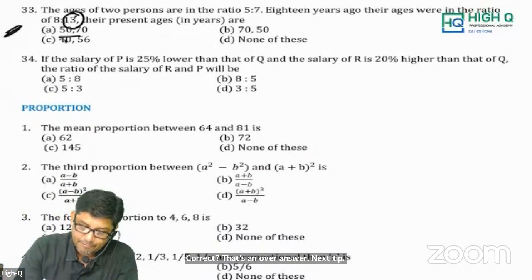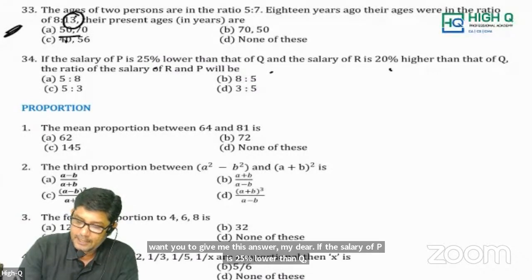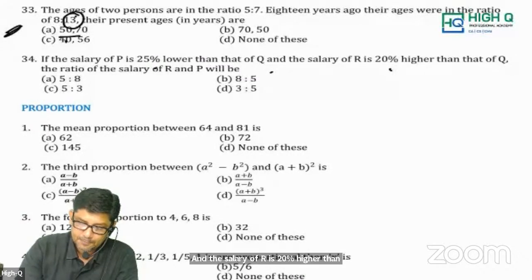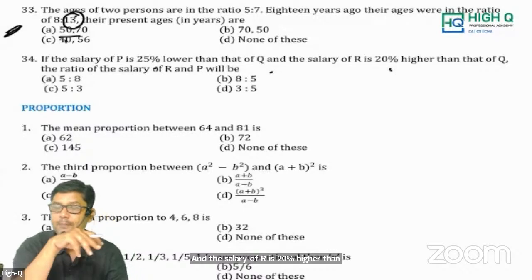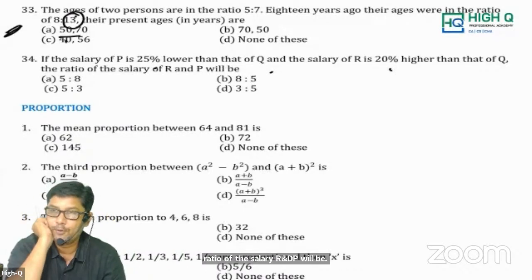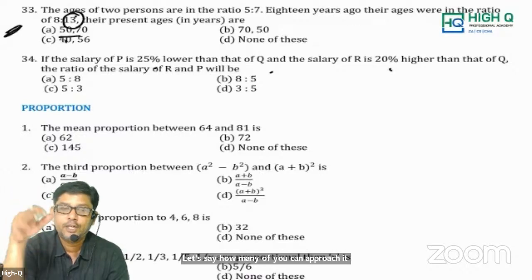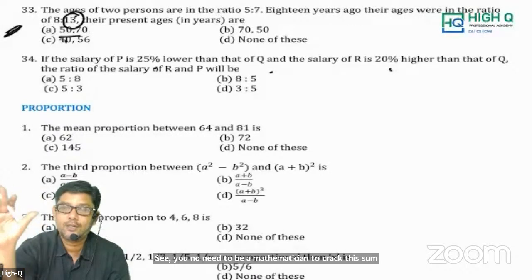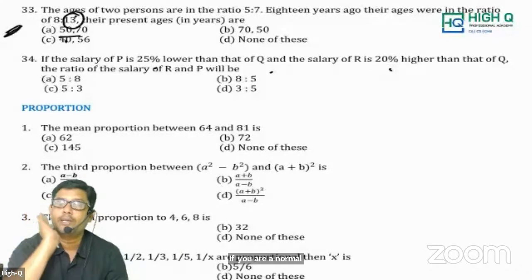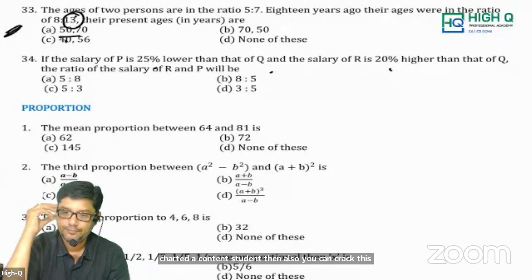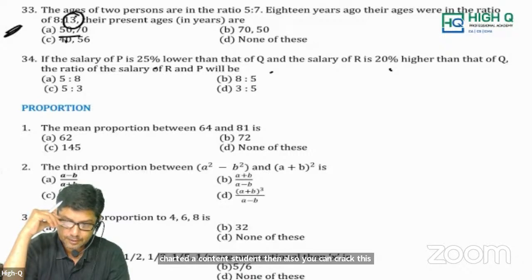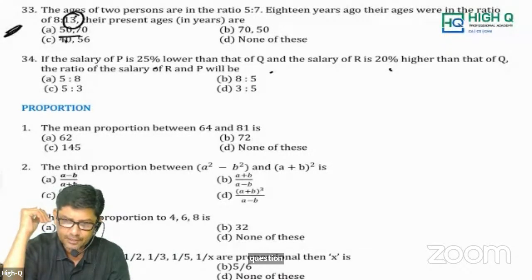I want you to give me this answer, my dear. If the salary of P is 25% lower than Q and the salary of R is 20% higher than Q, then the ratio of the salary of R and P will be? Let's see how many of you can approach it. See, you need not be a mathematician to crack this sum. If you are a normal chartered accountant student, then also you can crack this question. Dhanesh, you give the answer for 34, ma?